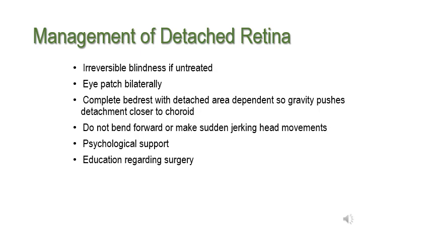They will be on complete bed rest. Right away, we need them in bed, and we need them to have that detached area dependent. So if it's a left eye detachment, the patient would be laying in bed, supine, but on the left side. If you can visualize that picture where it's pulling away, if we put that left side down and dependent, at least that would prevent further pulling away and maybe even by gravity help it push forward towards that other layer. So they need to be on bed rest with the detached area dependent so that gravity pushes the detachment closer to the choroid.